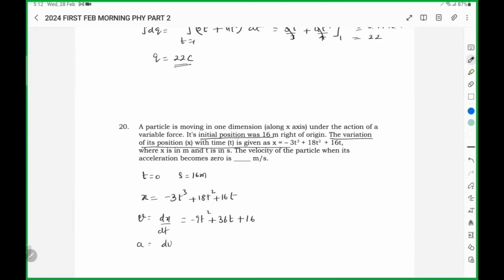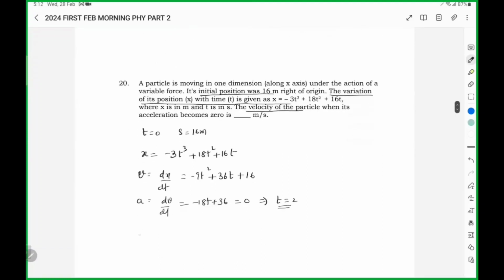Acceleration is dv by dt. So acceleration is 0. That happens when time is 2 seconds. But he is asking velocity of the particle during that. 36 into 2 plus 16 minus 36 plus 72 plus 16. 36 plus 16, that is 52 meter per second.